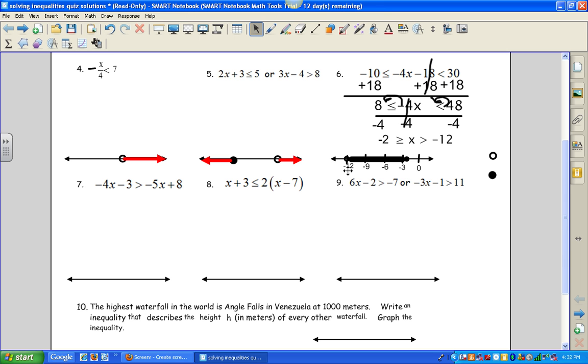You have negative 12 with the open circle because it is x is greater than, and then x is less than or equal to, so then that's going to be the closed on the negative 2, and then we shade in the intersection. Alright, not so fancy for 7, 8, and 9.